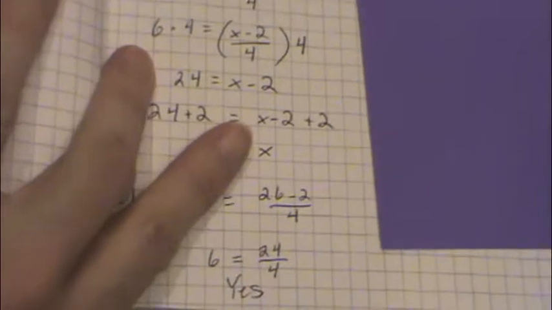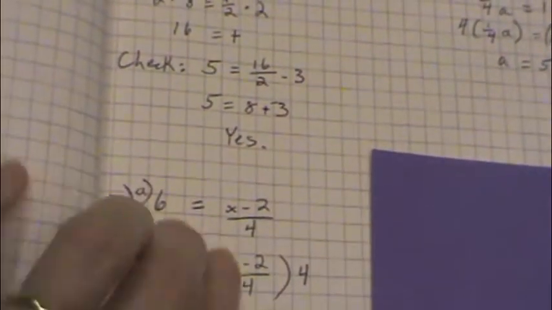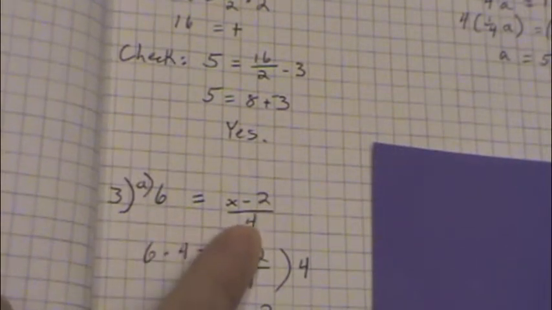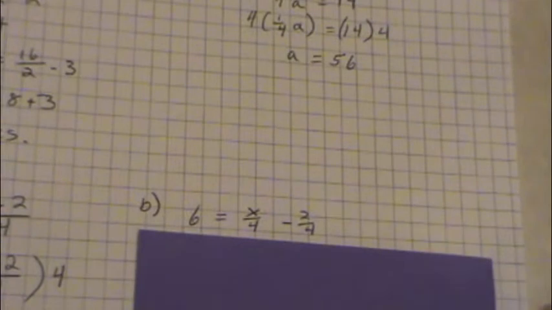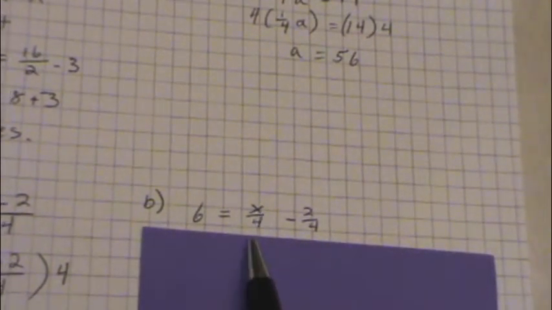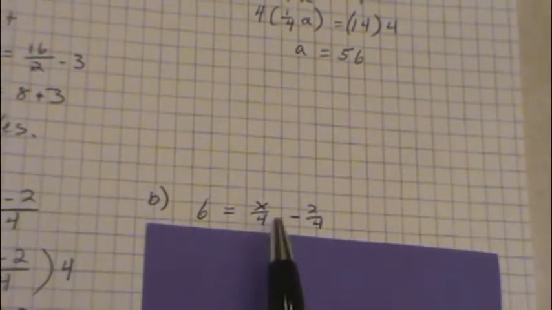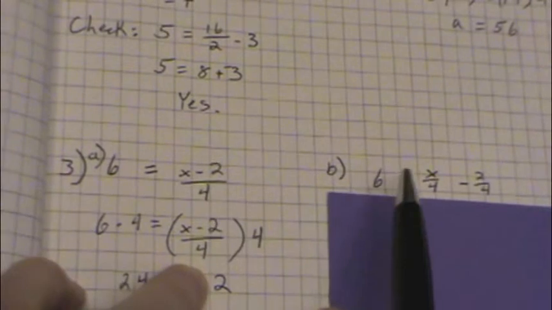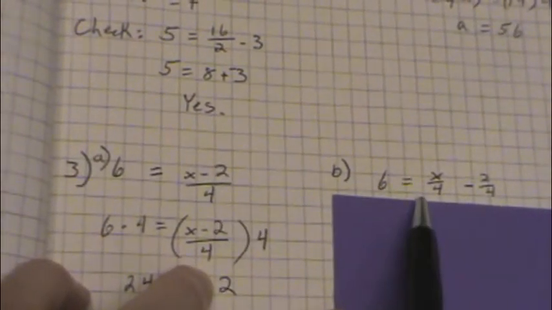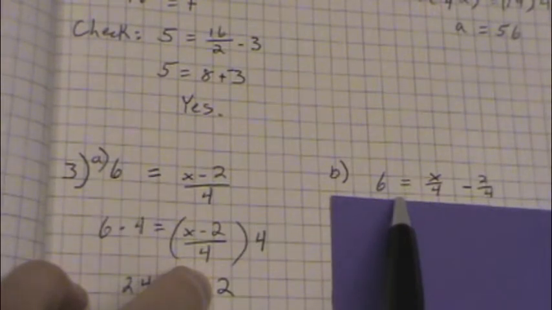Problem B asks you to take the same problem, 6 equals x minus 2 over 4, but express it this way. 6 equals x over 4 minus 2 over 4, and solve it that way. They want you to figure out which way is easier for you. I'm going to let you work through B on your own and think about which way you liked better.